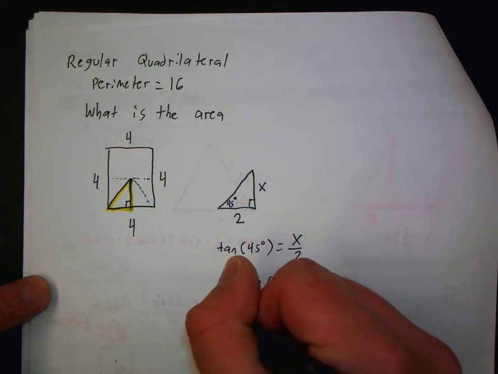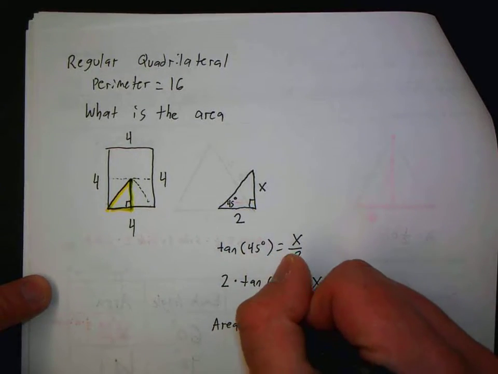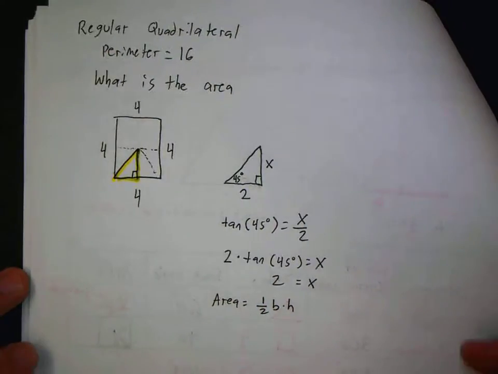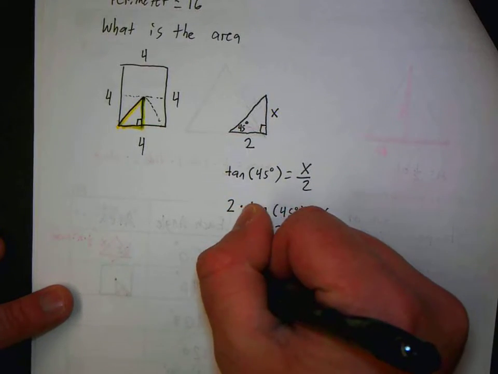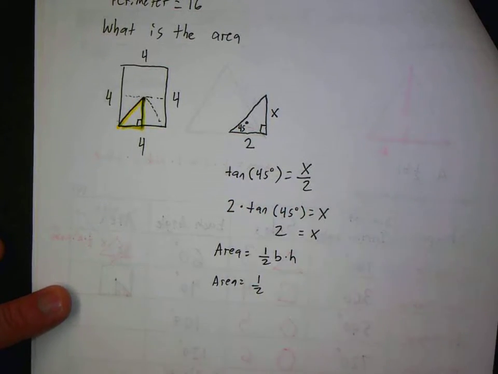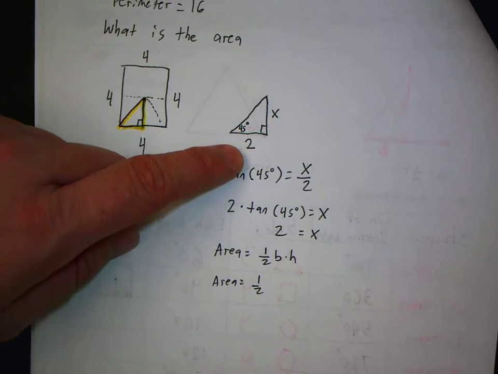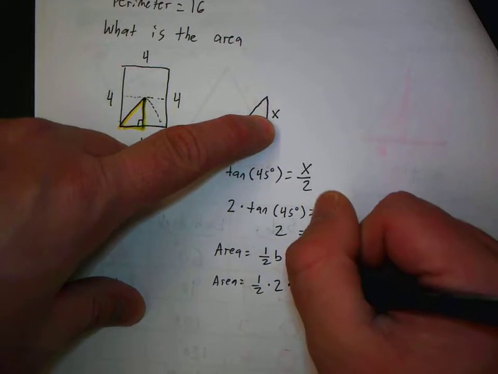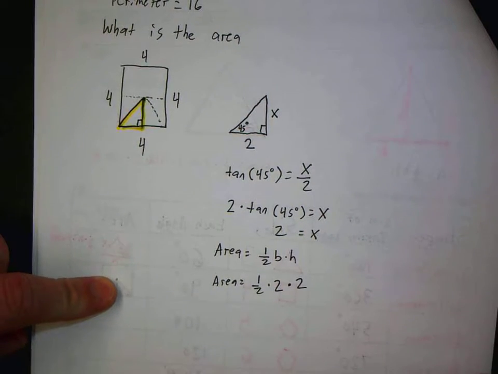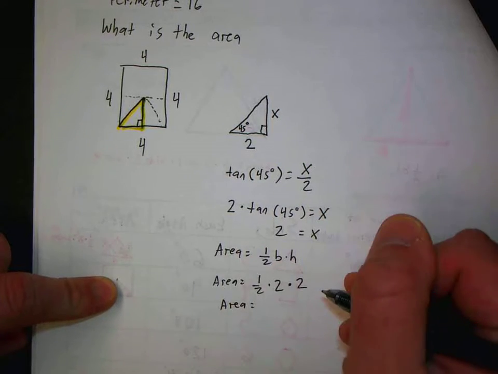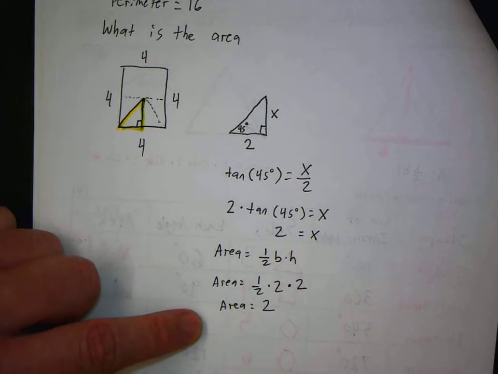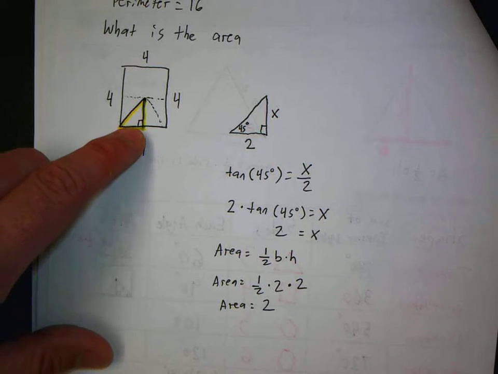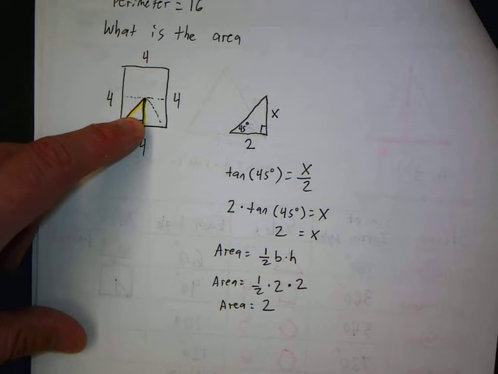So the area is 1/2 base times height. What's the base of this triangle? 2. The height is also 2. So half of 2 times 2, 4. Area, half of 4 is 2, right? So the area of this little triangle here is 2.